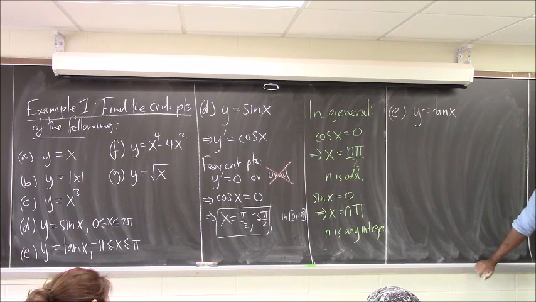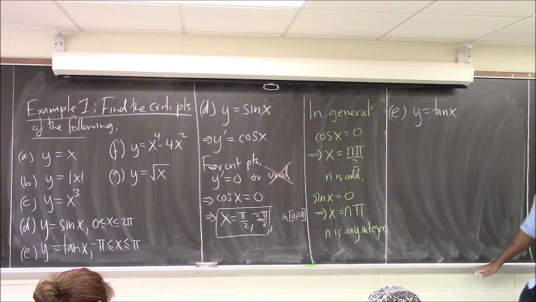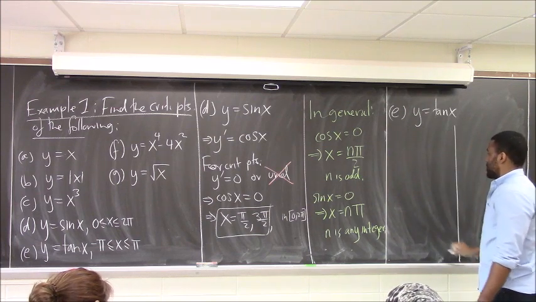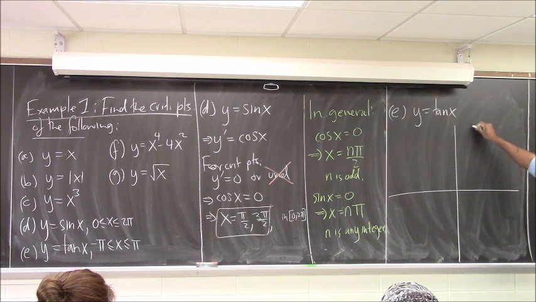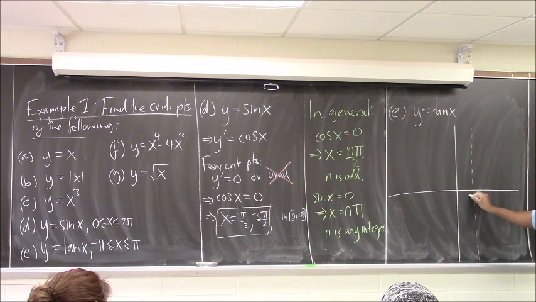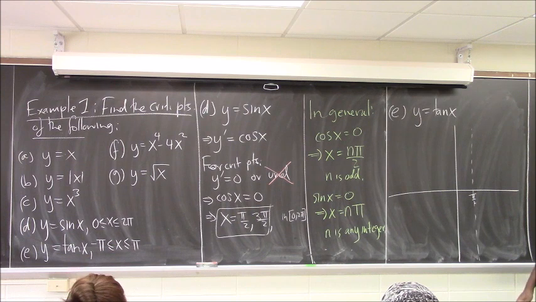That would be critical for the tangent. Do you remember how the tangent looks? There are some places where the function itself is undefined, right? Tangent is sine over cosine. Where are the points where it's undefined? Yeah? Pi over 2. Pi over 2, is that it? No, there's another one. I just forgot.